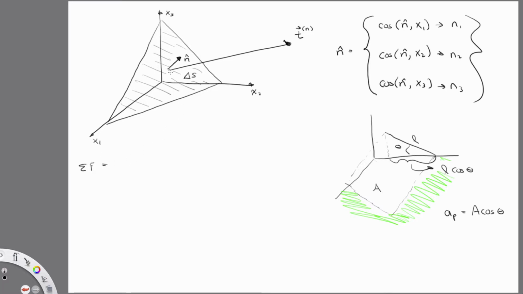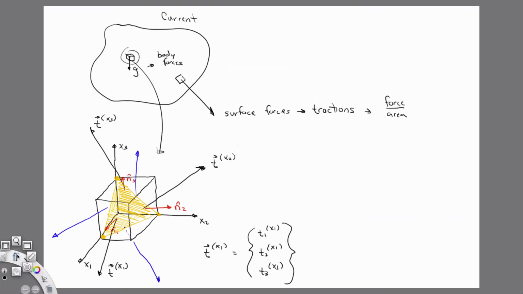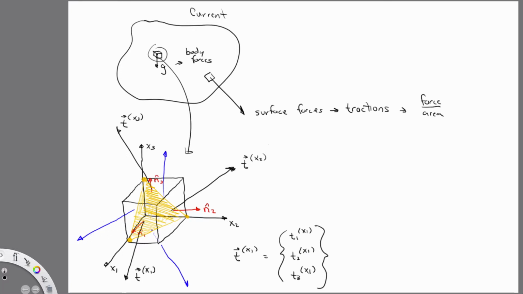Remember, the traction vector t is a unit force per unit area, so the force on this face would be the traction t times delta S. Now remember from the previous slide that these blue lines are like the minus of t of x2, and it's acting on the entire back face, but when I pull out my little tetrahedron, it's acting on that blue face there.